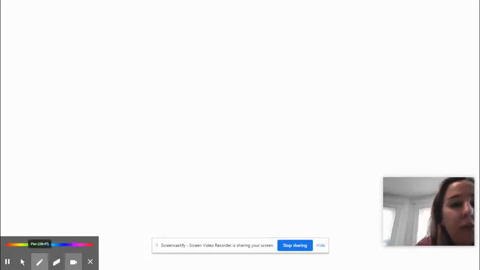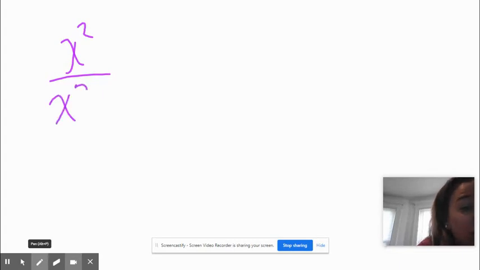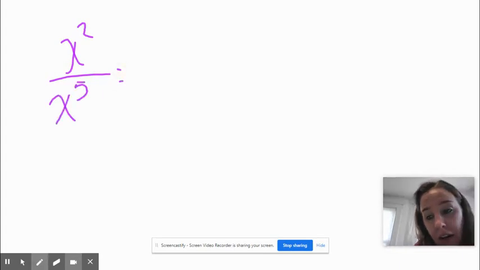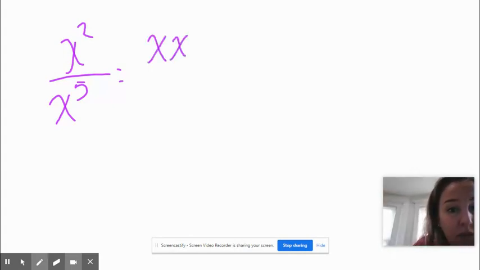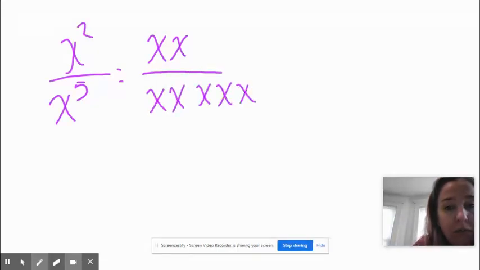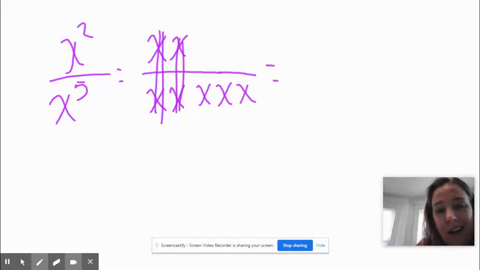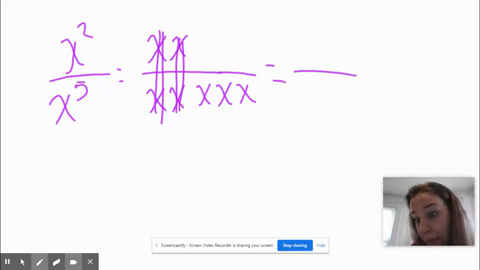let's do it the other way. What if it was x to the second power over x to the fifth? This changes things, right? Our bigger exponent is on the bottom. Let's see how this turns out. You got x times x over 1, 2, 3, 4, 5 of them. Cancel, cancel, cancel, cancel. That means you have 3 x's left over in the denominator.